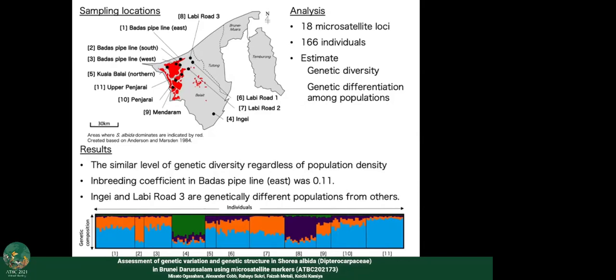The first is that genetic diversity is at a similar level among populations, even if population density is different. The mean value of expected heterozygosity is 0.4. The red area of the upper figure indicates the region where Shorea albida dominates. We expected that high population density leads to high genetic diversity. However, in this study, a difference in genetic diversity level was not observed. So genetic diversity is at a similar level among populations, regardless of population density.